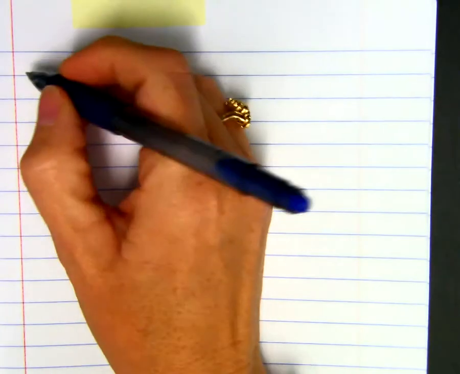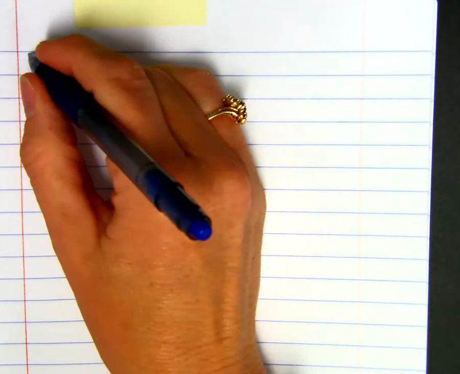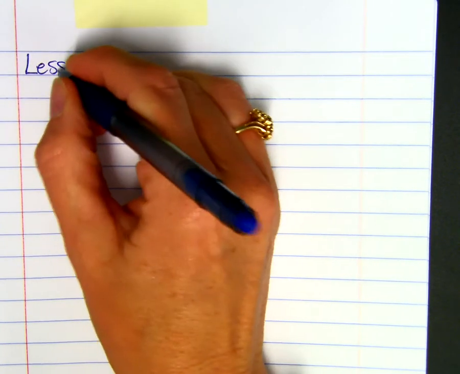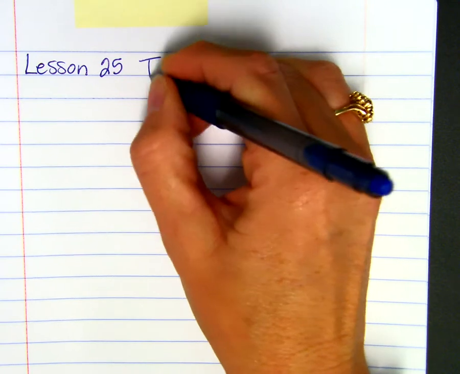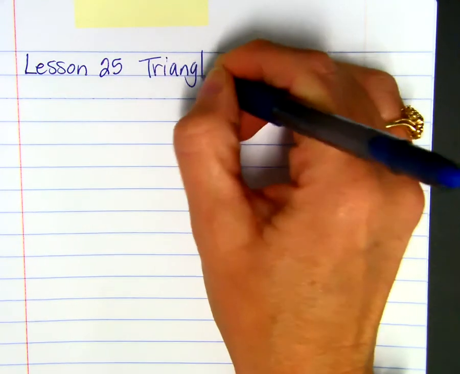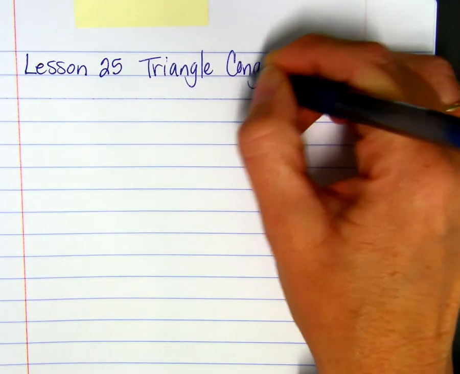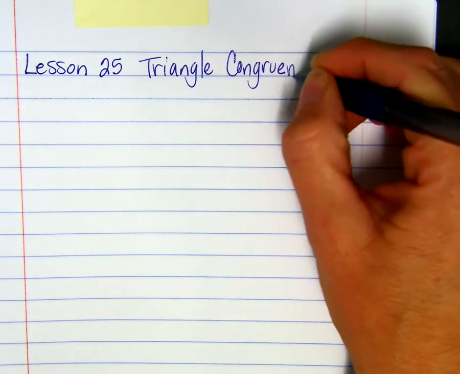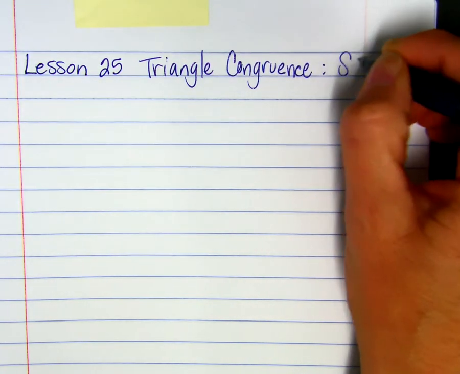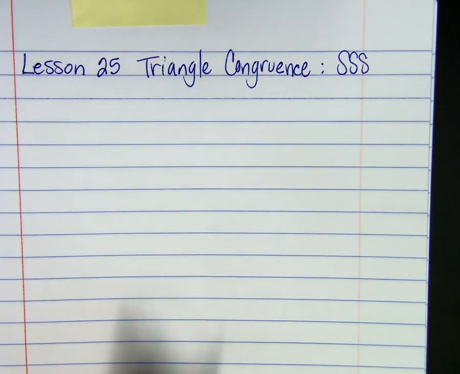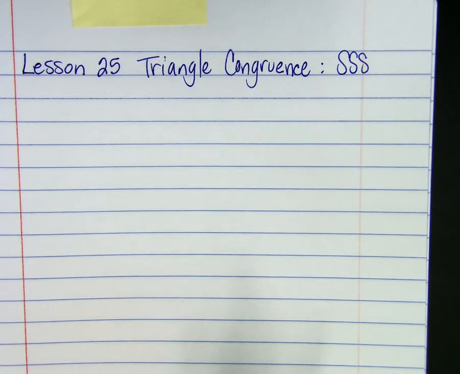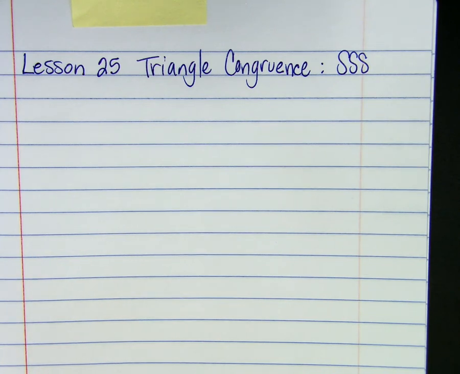Lesson 25, Triangle Congruence, SSS. SSS stands for side, side, side. So if you have two triangles whose corresponding sides are congruent, then the triangles will be congruent.